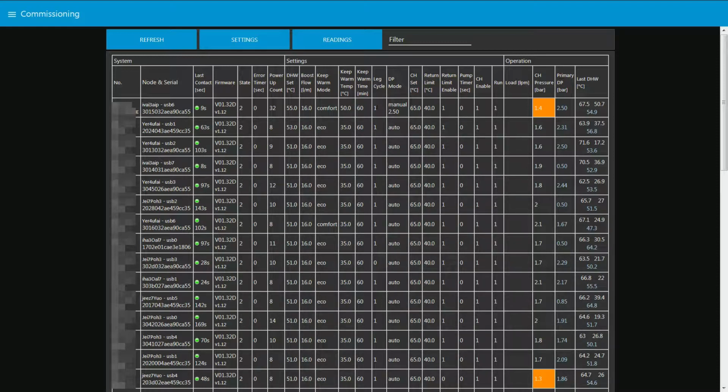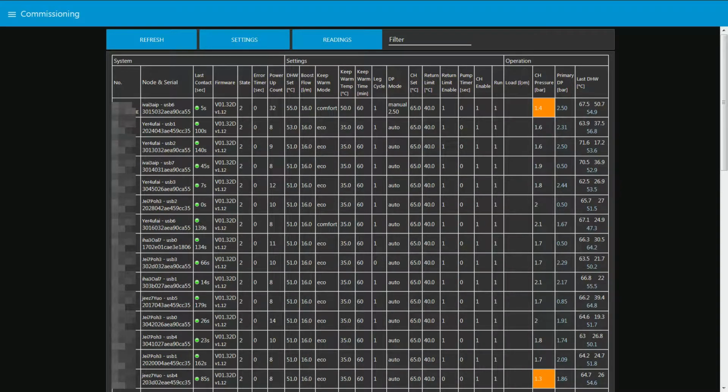We have a Legionella cycle. How the system calculates differential pressure. Central heating set point, central heating return temperature limit, whether the return temperature limit is enabled. We have a pump timer for central heating, so this is a pump overrun feature. And we have central heating enable and an HIU enable or run. These can be used for remote control of central heating or for turning on and off the HIU for functions such as prepay.